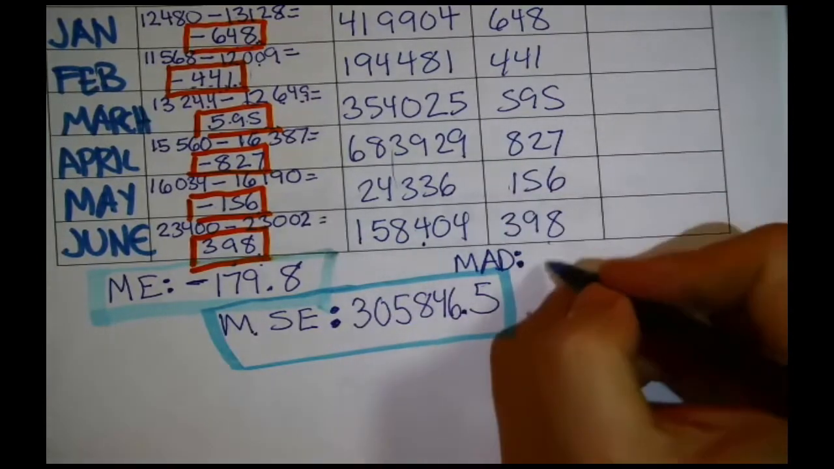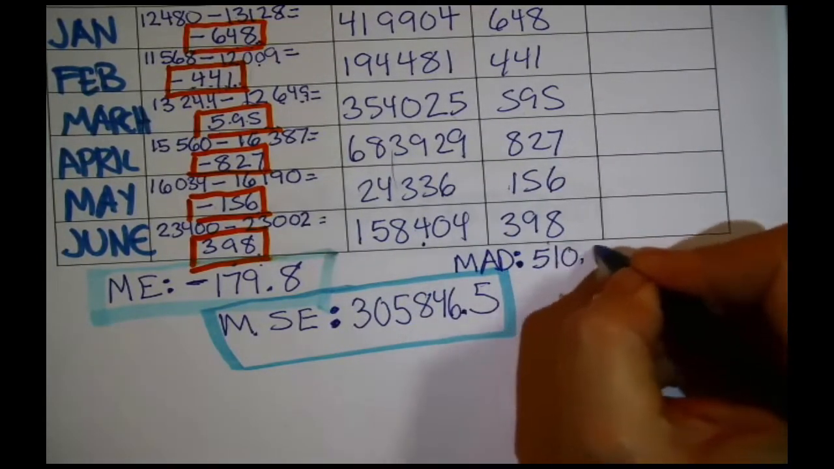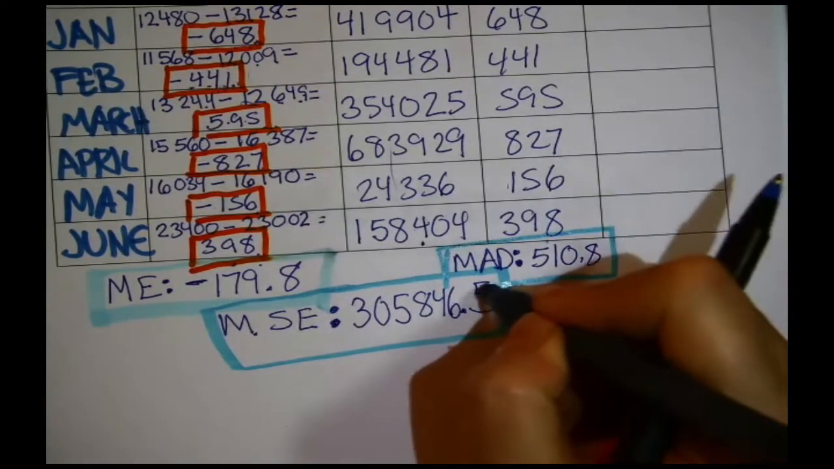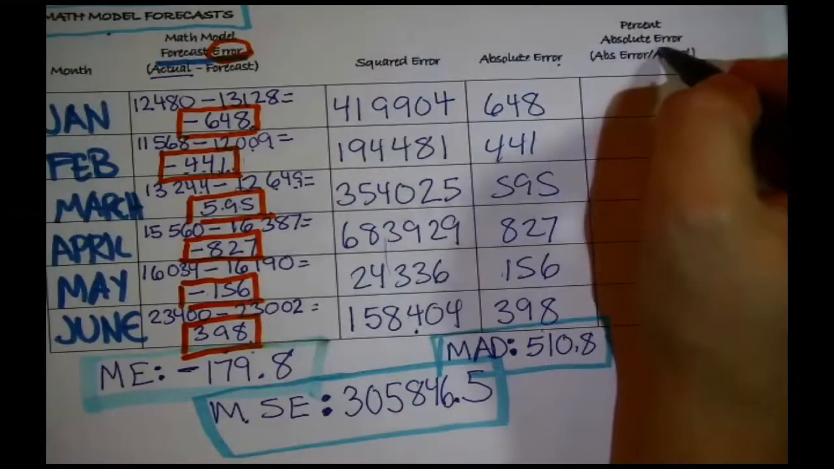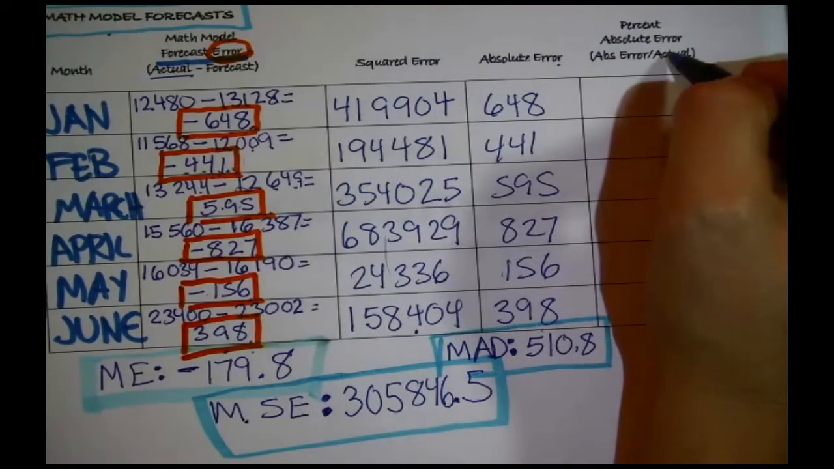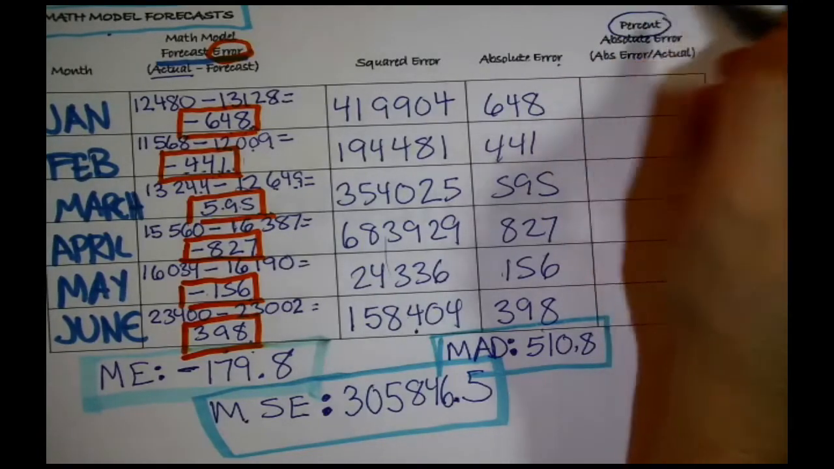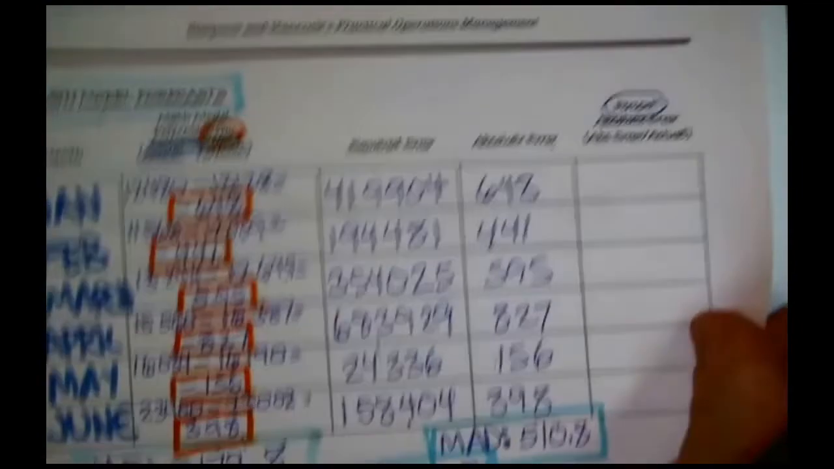I did that. I got 510.8. So that's the score for the math forecast. And then finally over here it says percent absolute error. Oh, you know what? We better have a little time out. First off, the issue of percent. Squeeze in a little notes here.